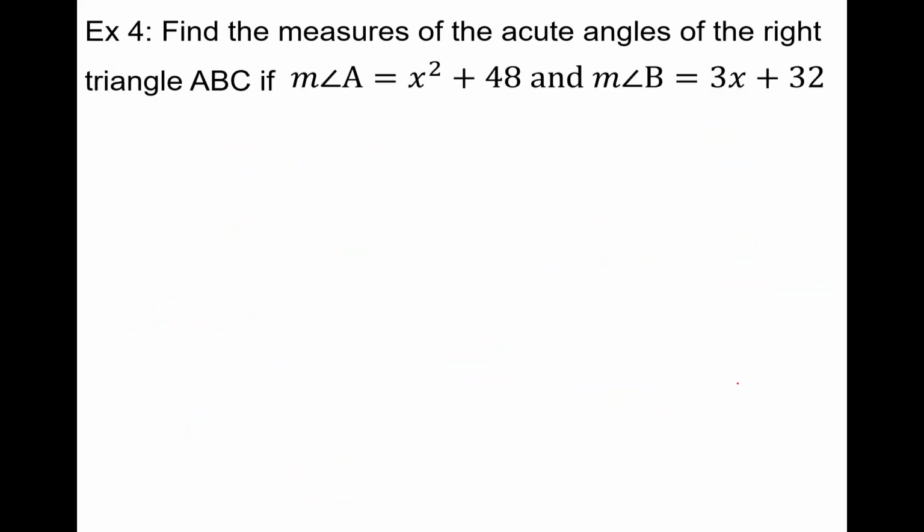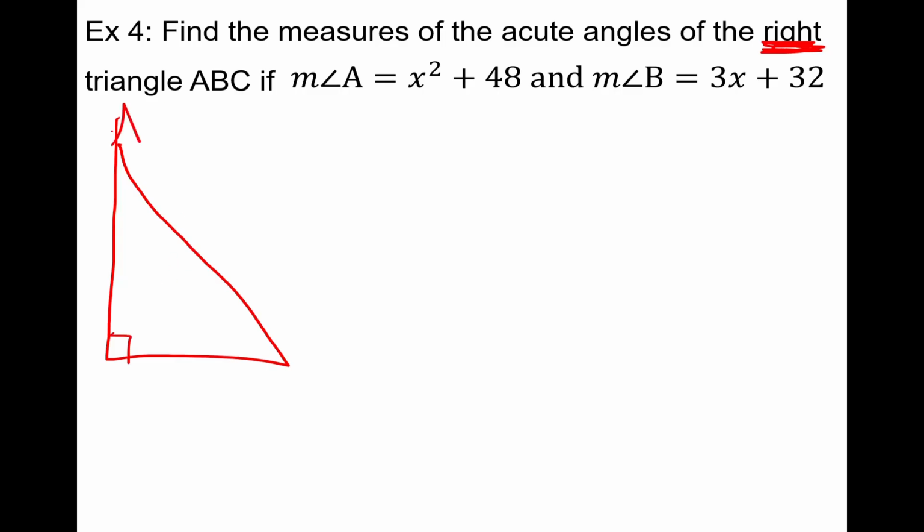Number 4, which is our last problem for today. It says the measures of the acute angles of a right triangle. A right triangle. So let's draw a triangle with a right angle. Here's my 90-degree angle. It's triangle ABC. They said the measure of angle A is x squared plus 48. Measure of angle B is 3x plus 32. Those are the two angles that are acute. That's what they said. So that means that point C is our 90-degree angle in the triangle.